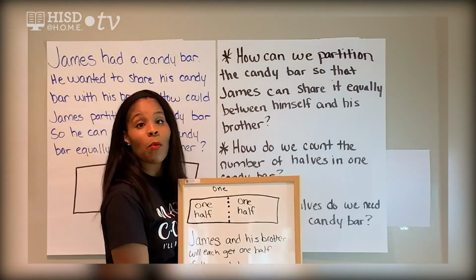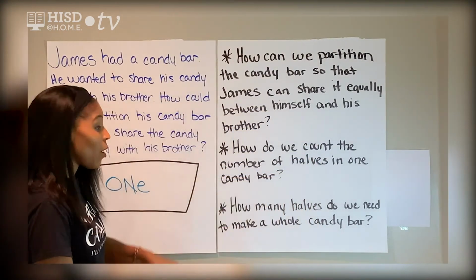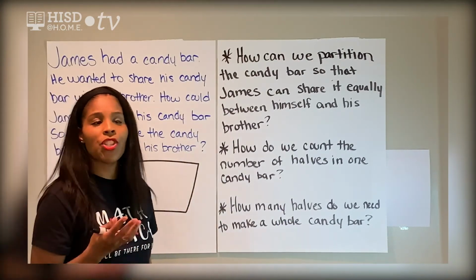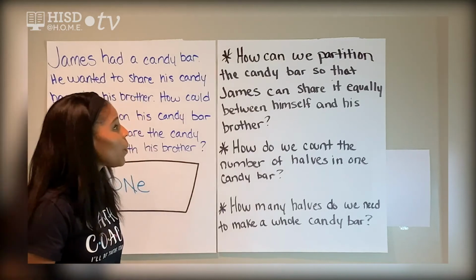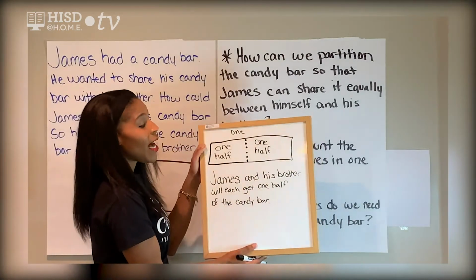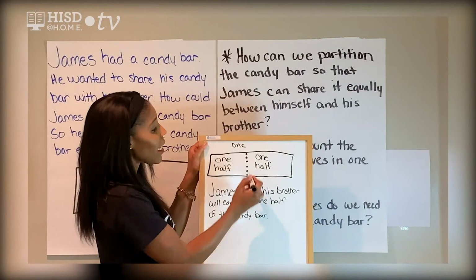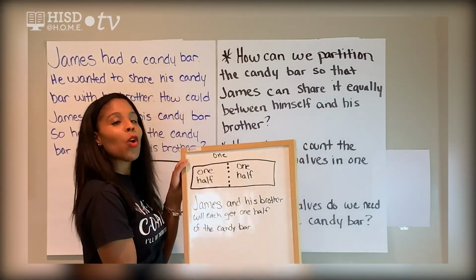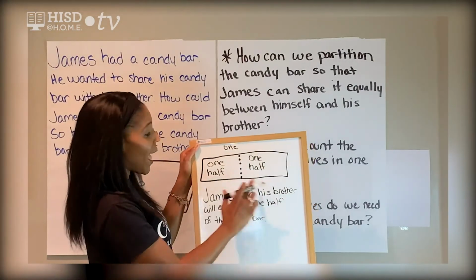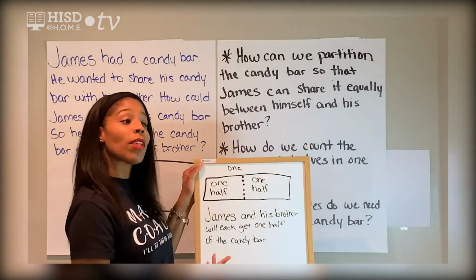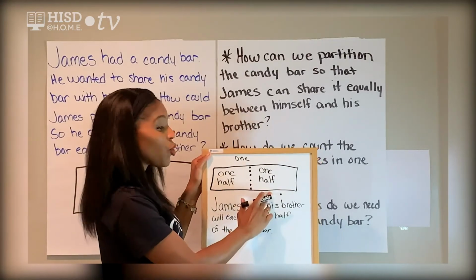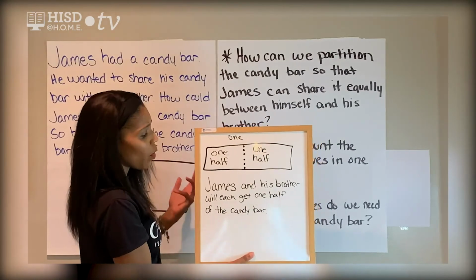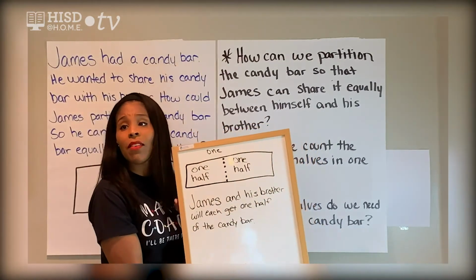So let's review really quick what we did. So we started off with 1 whole candy bar. But James is so friendly, he wanted to share some with his brother. So then what did we do? We drew another candy bar and we used dotted lines to partition our candy bar into 2 equal parts. We label those equal parts as 1 half and 1 half. We count those equal parts as 1 half, 2 halves. Then we wanted to summarize it, and we said James and his brother will each get 1 half of the candy bar.